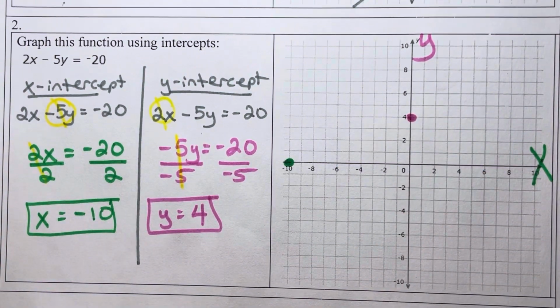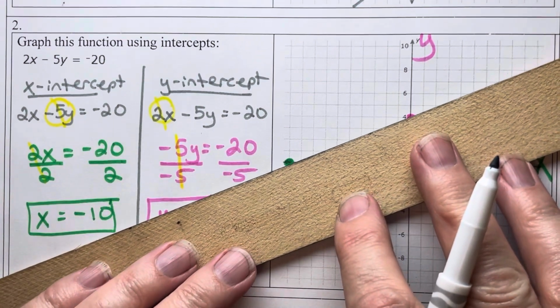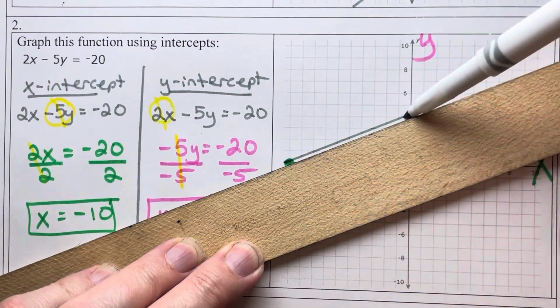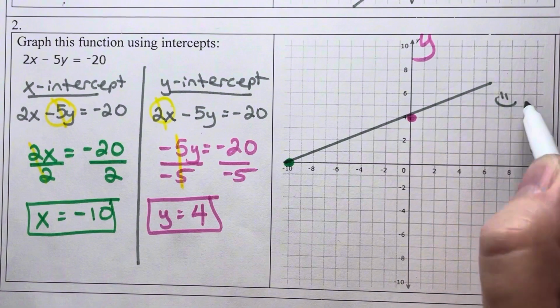Okay, now that I have found both the x and the y intercept, it is time to connect them and call this problem done. So here I am, handy dandy ruler, and we have connected our two intercepts. And there you go.